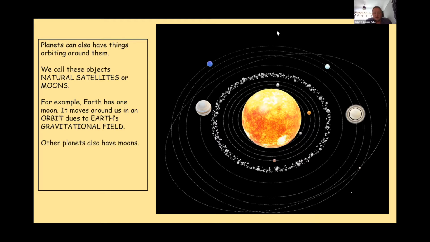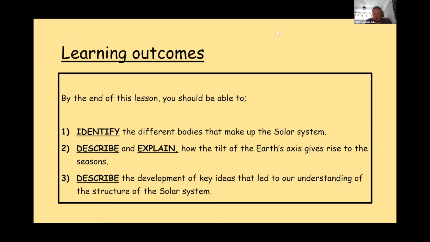Other planets also have moons, but they don't just tend to have one. For example, Jupiter, the largest planet in the solar system, has at least 79 known moons today. Let's identify the different bodies that make up the solar system.